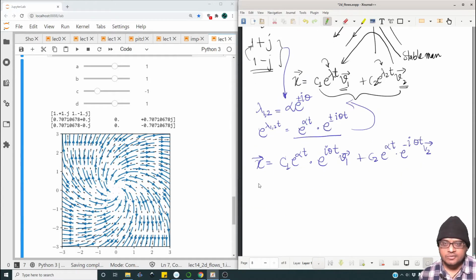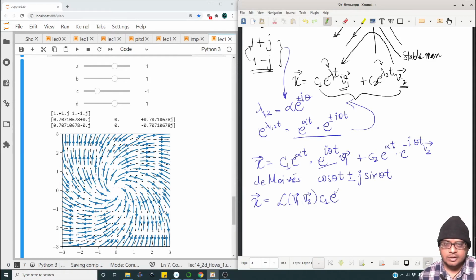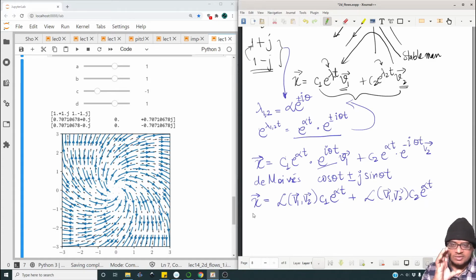And by using De Moivre's theorem, we can write this as cos theta t plus j sin theta t, and this thing as minus j sin theta t. So effectively, x becomes some sort of a linear combination of v1 v2 times c1 e to the power alpha t, and some other linear combination of v1 v2 times c2 e to the power alpha t. So essentially we have the amplitudes of this x reducing in time or increasing in time.